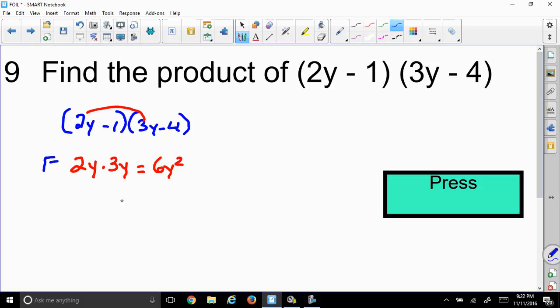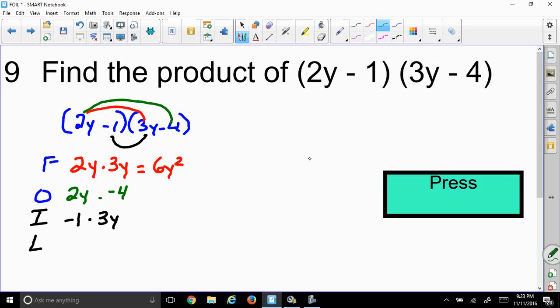That's the F. And then you got the O, the outer term. That's the farthest two apart, the first one there and the last one there, the 2y times the minus 4. Then you got your inner term. I would do that one for you, but I'm going to leave that for you. The inner terms are the closest two together, the negative 1 or minus 1 times the 3y. And then you got the L, last term, the last one in each set of the parentheses. That's your constants, negative 1 times negative 4, or minus 1 times minus 4.